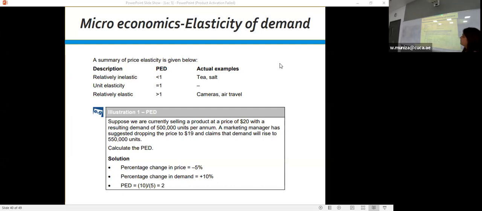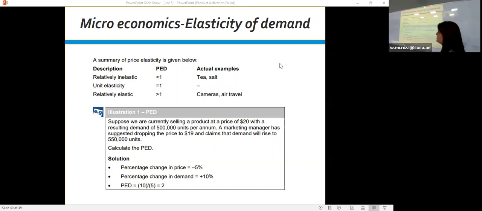Relatively inelastic. If the price elasticity of demand is... what does the sign tell us? Less than 1. Very good. Relatively inelastic, if the answer to your equation is coming as less than 1, it means that the product which you are considering is relatively inelastic or having less elasticity, or it is getting less affected by the changes in the prices. So for example, tea and salt, if the price of tea is increasing, there might not be any effect on the demand of the salt. They are very unrelated to each other.